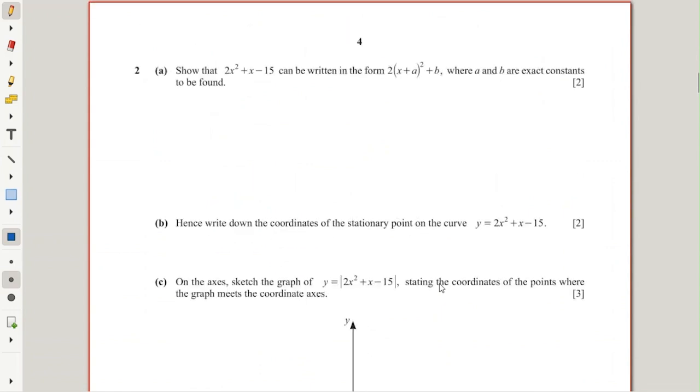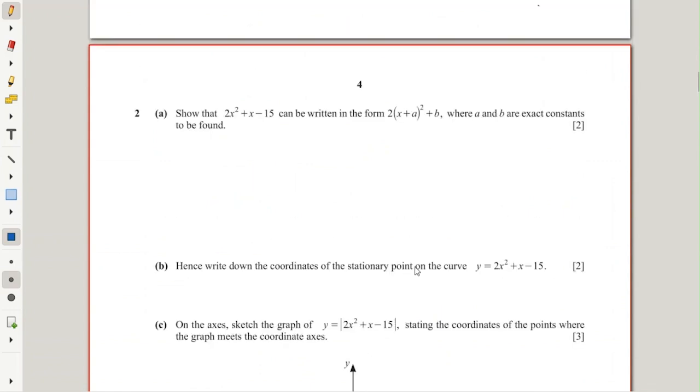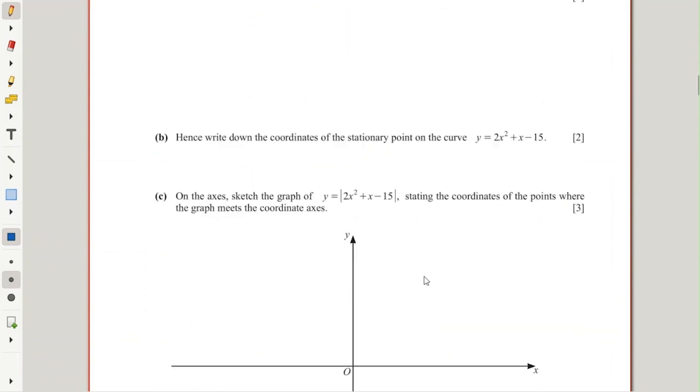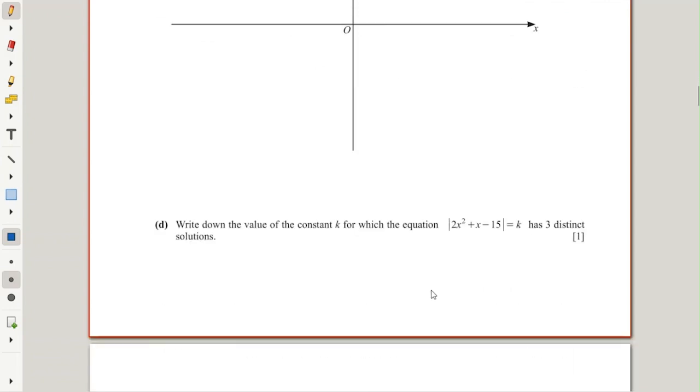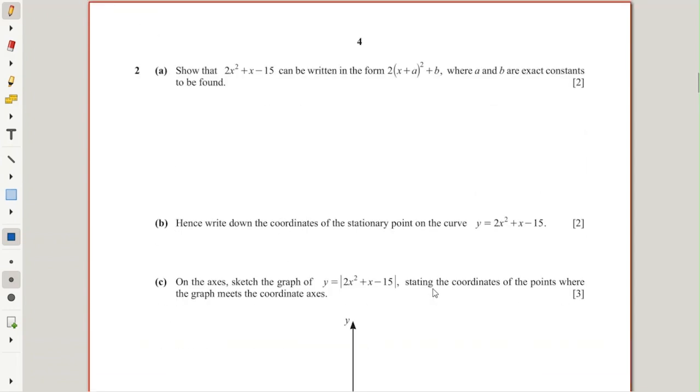All right, question two. Question two is a question on quadratics. Now, they say we should write it in this form. All right. There are so many ways of doing this.